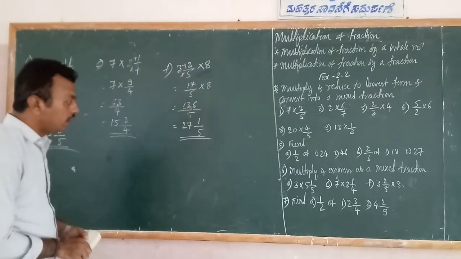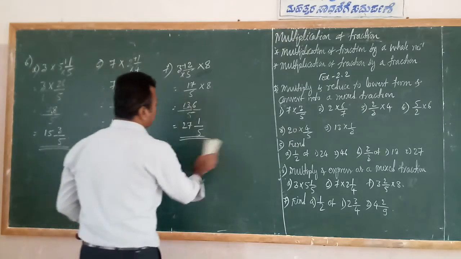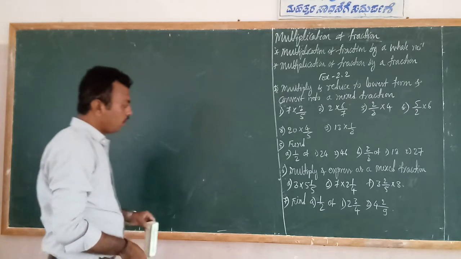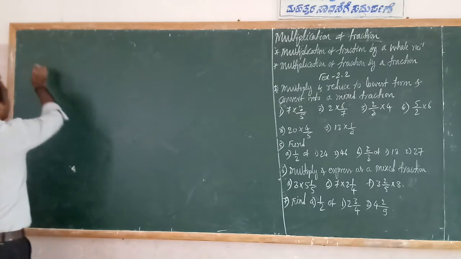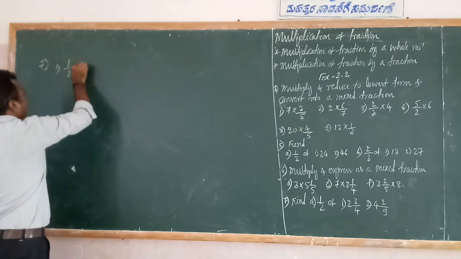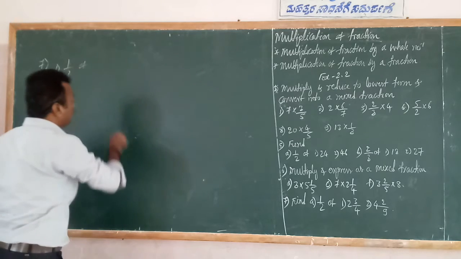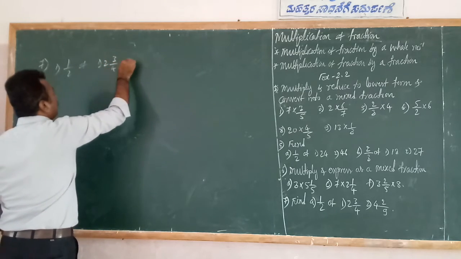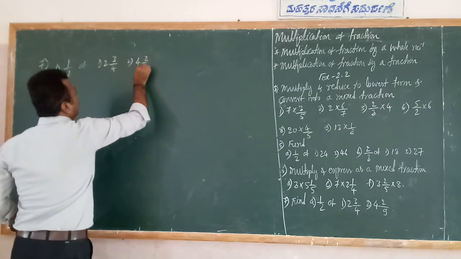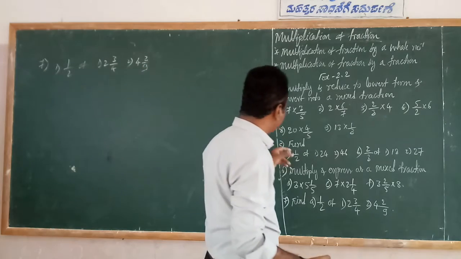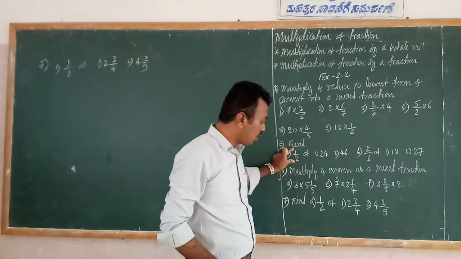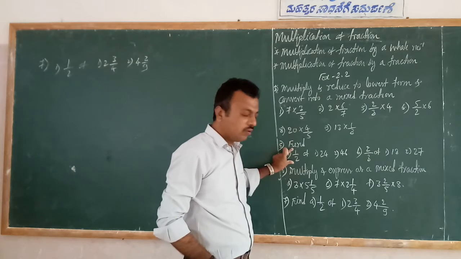The 7th one. Find 1 by 2 of, see, the first one: 1 by 2 of 2 3 by 4. And the second one, 4 2 by 9. Same as the 5th one, the same as in the 7th one. Here both are proper, or proper or improper.